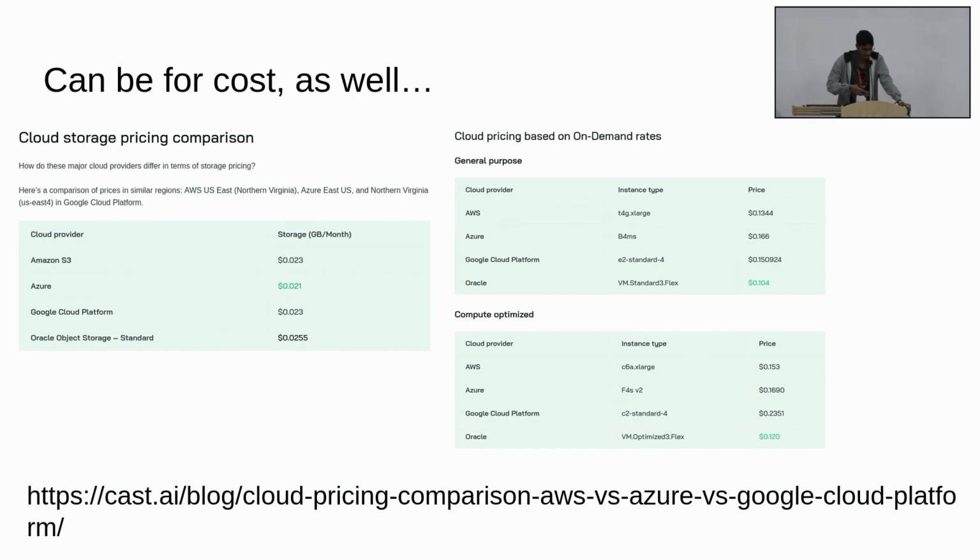So this is from a very recent blog, not even a week back, I think, where they compared prices across a few cloud providers for some services, right? If you see, for instance, they're talking about cloud storage here, and the cheapest is on Azure, for example, Microsoft. And then things change, right?